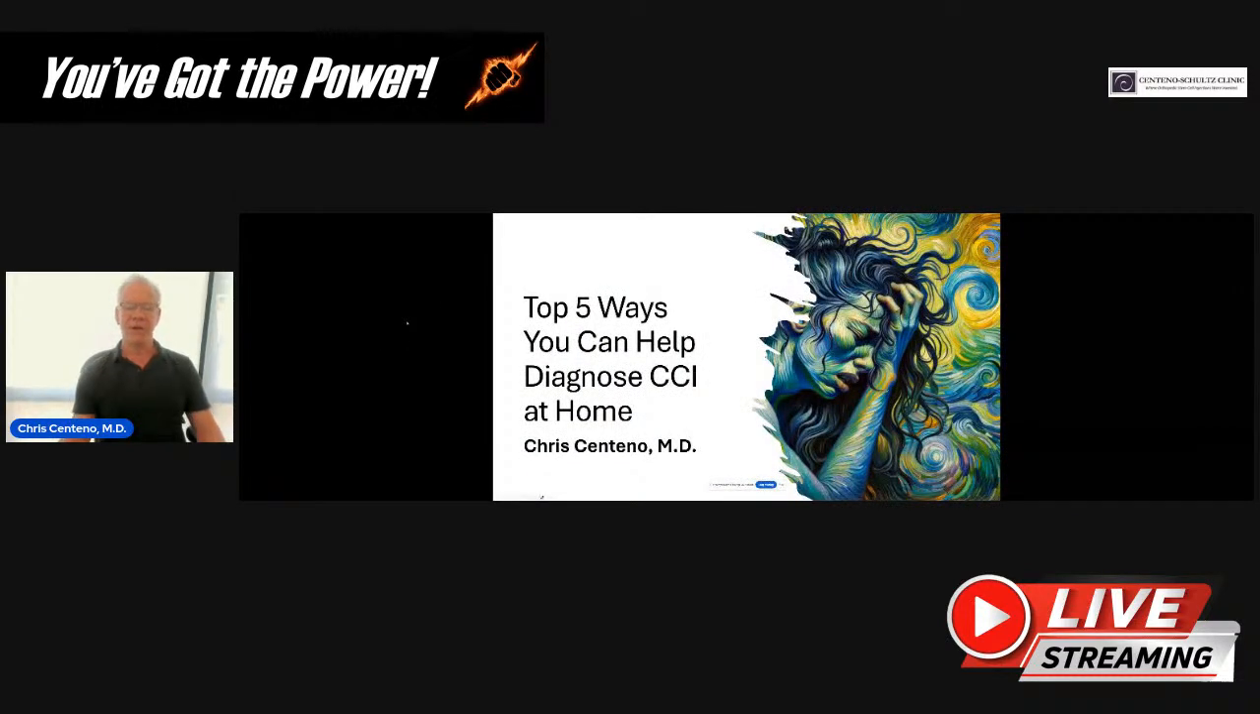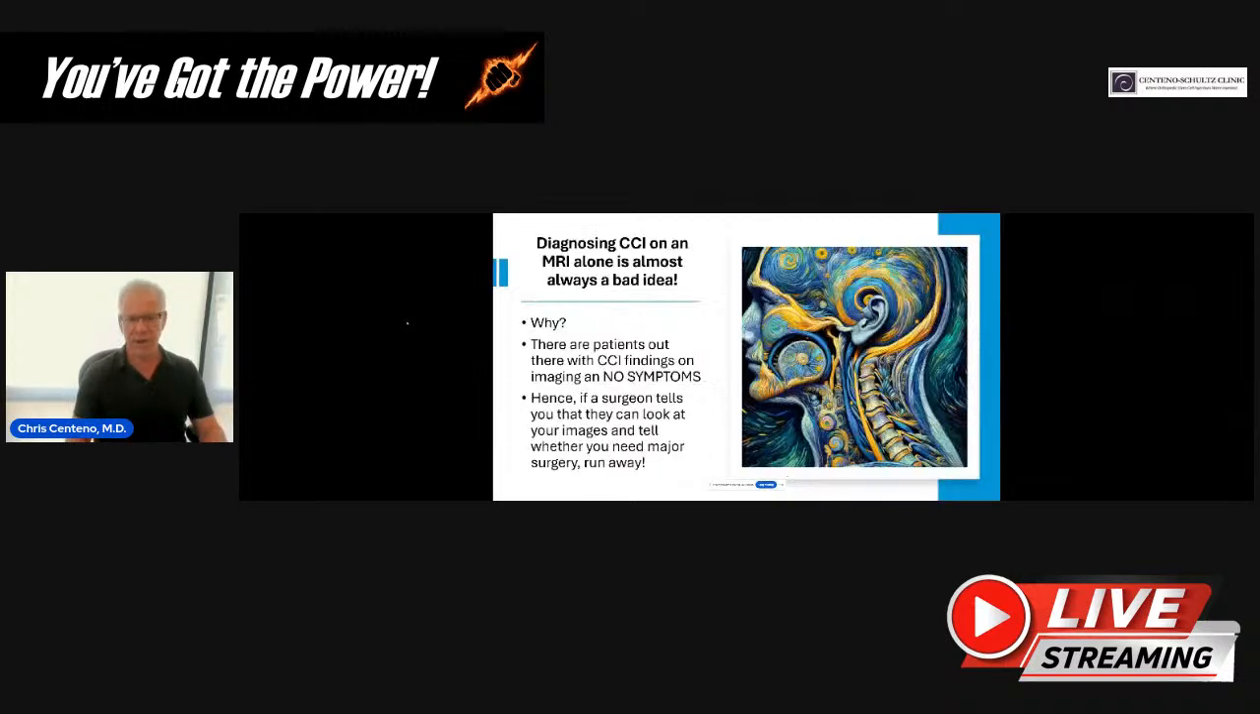So the top 5 ways you can help diagnose CCI at home. Diagnosing CCI on an MRI is almost always a bad idea, or really any imaging study. What I mean by that is that I'll see a lot of patients who are convinced that there's something on their MRI that shows that they must have symptomatic CCI. And many times a surgeon has told them that and then decided that they needed super invasive fusion surgery solely based on looking at that picture.